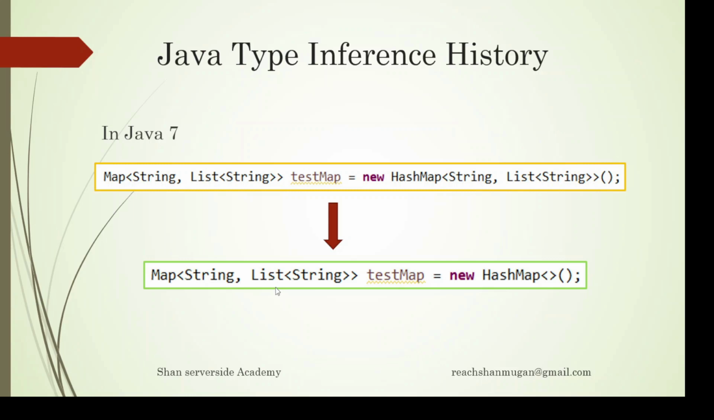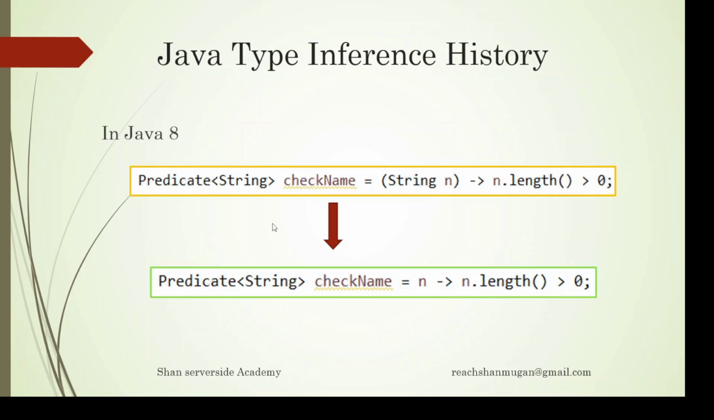Then in Java 8, lambda was introduced. Again here, when you are writing a lambda and taking input method parameters, declaring the parameter type is redundant. Based on the interface and whatever is given on the left hand side of the initialization statement, the compiler can find out the type of your input parameter.